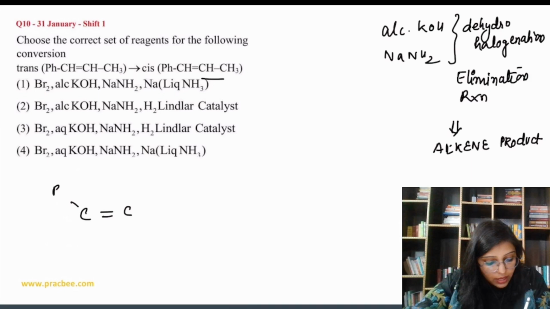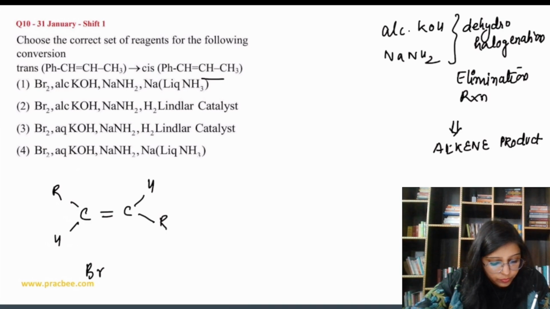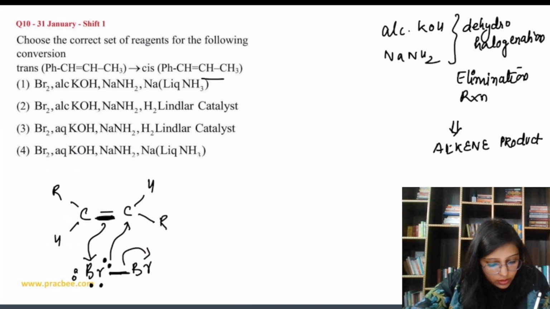Here we write some R, here we write H, here we write H, and here we write some R2. So Br2. So what happens? The electron of this forms a bond with this one, and then this dissociates. We have a lone pair on bromine, right? So it forms a bond with this, because we will have the development of positive charge on this carbocation.